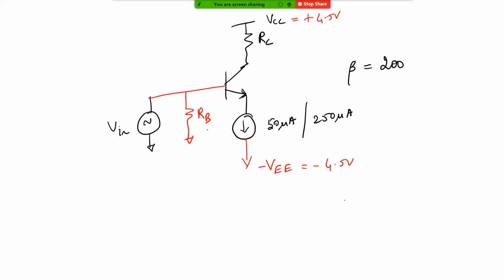Of course, the question then becomes, how do you design this current source? That we will see a little later in the course. This is one way to do it. But let's try to design a circuit which does not use a current source. Let's say without using a current source.